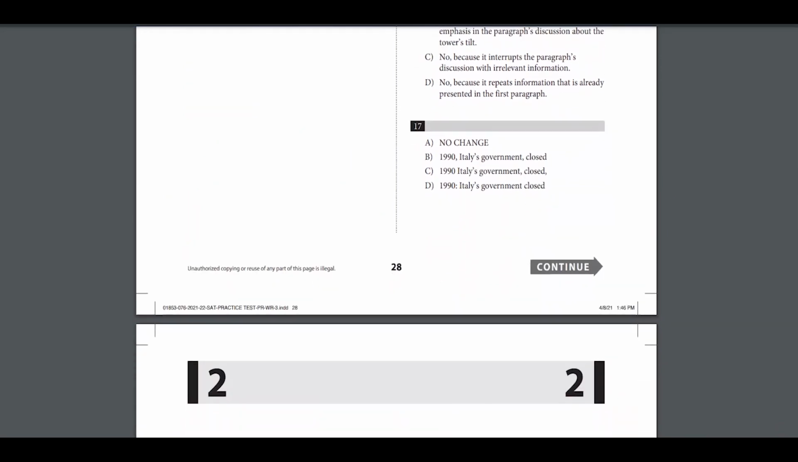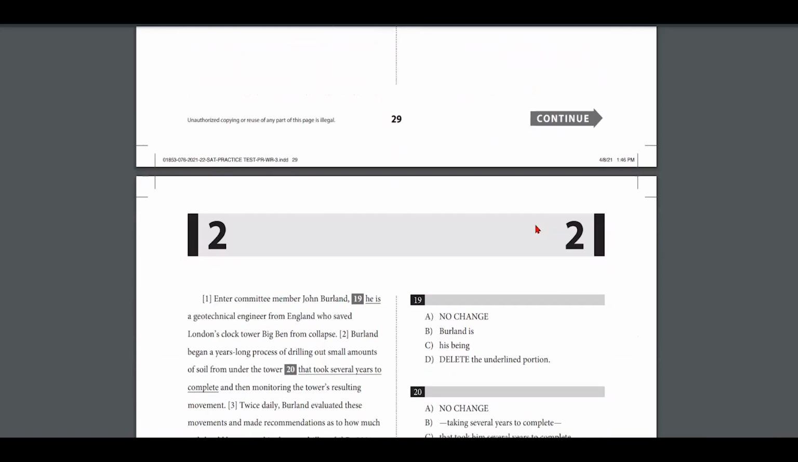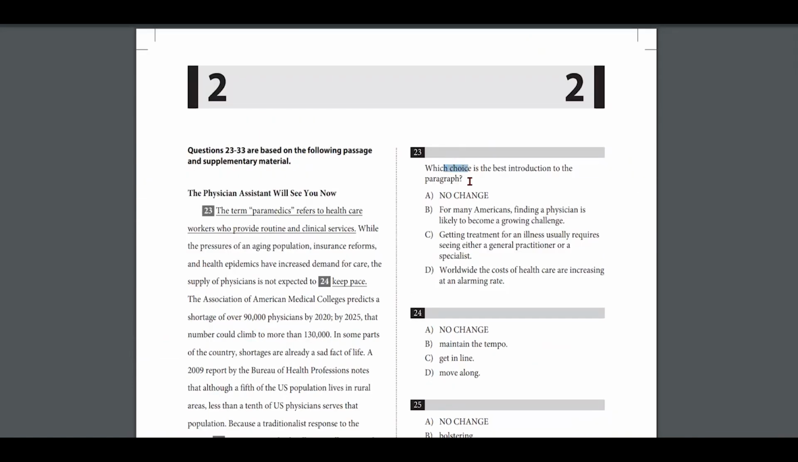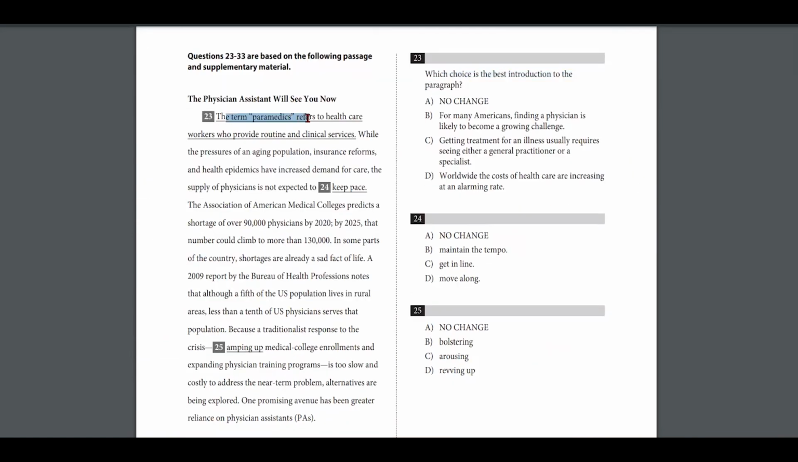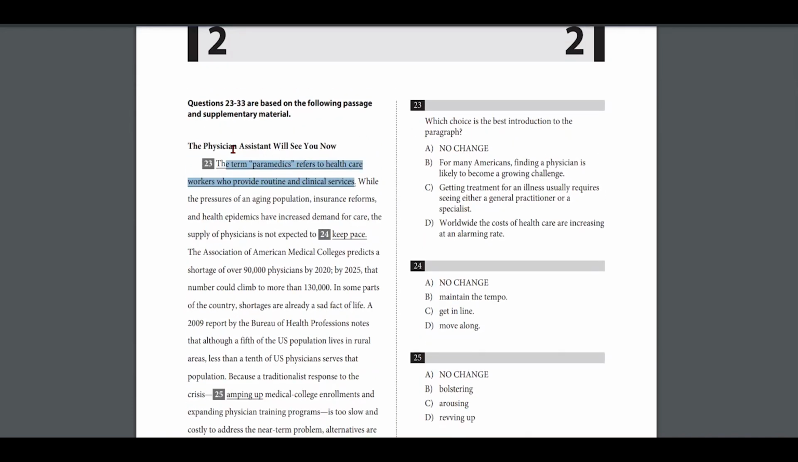All right, what's the next question? All right, question 23 here. Which choice is the best introduction to the paragraph? A, "The term paramedics refers to the healthcare workers who provide routine and clinical services." "The physician's assistant will see you now." So, paramedics refers to the healthcare workers who provide routine and clinical services. Okay, so here we actually need to read on and kind of figure out what happens. So why don't you just give this a second, read on and tell me, what is the paragraph talking about? What's the main point of the paragraph?